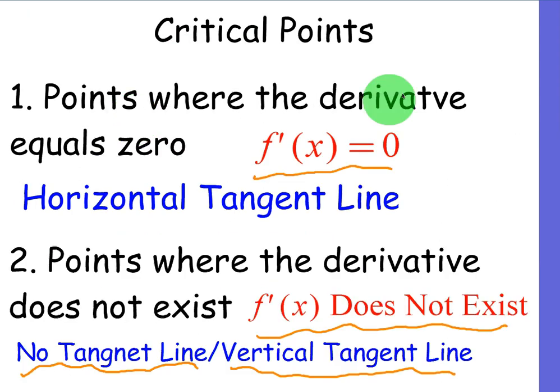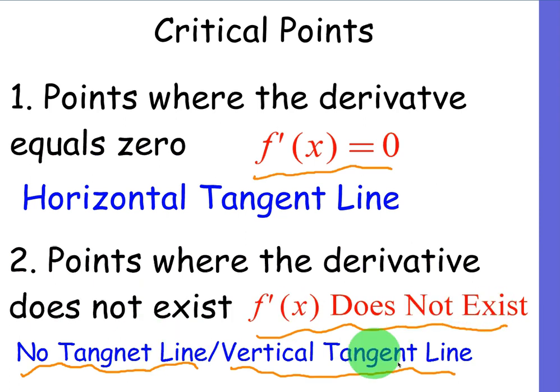Critical points are points where the derivative equals 0. This is the first part of the definition. There are two parts. So f prime of x equals 0. This is when a tangent line is horizontal. The second part of a critical point is critical points are points where the derivative does not exist. F prime of x does not exist.